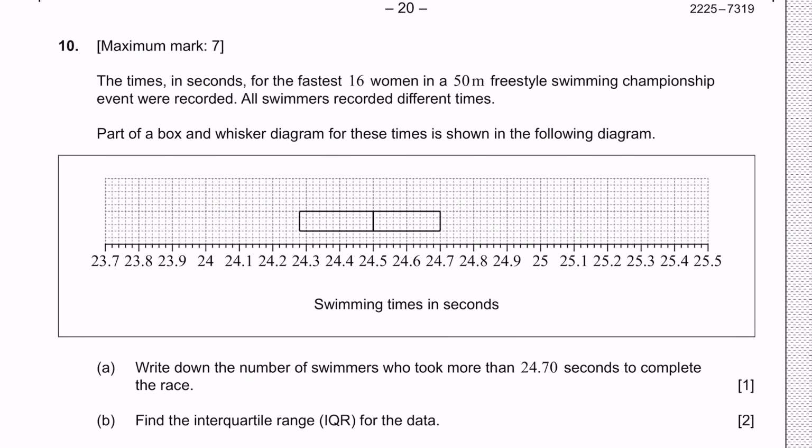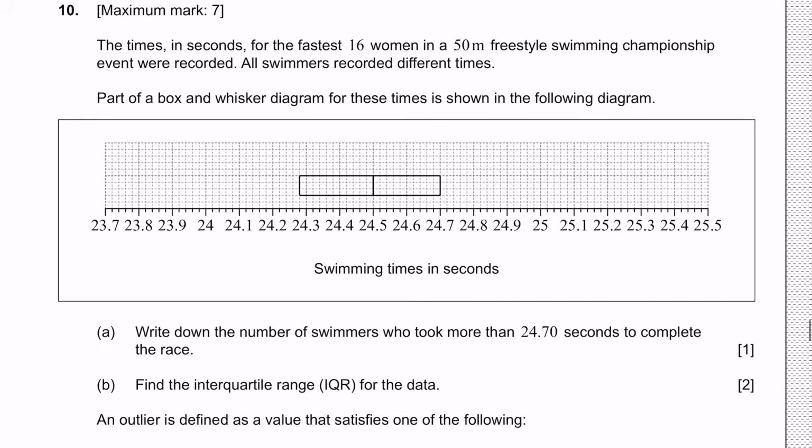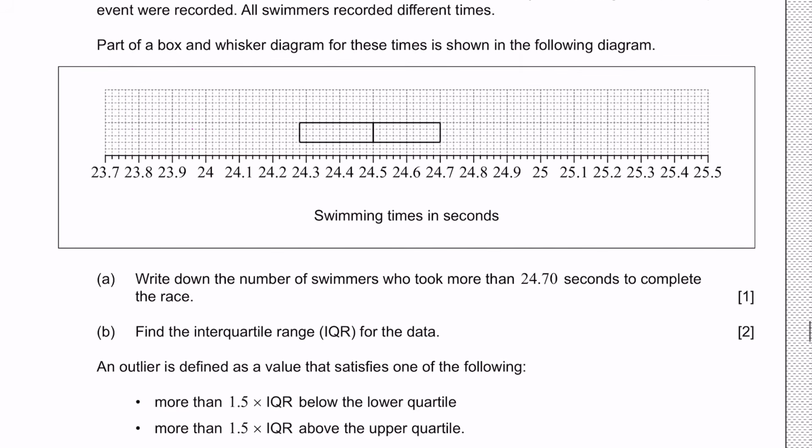Question 10. The times in seconds for the fastest 16 women in a 50-meter freestyle swimming championship event were recorded. All swimmers recorded different times. Part of a box and whisker diagram for these times is shown in the following diagram. So here we have the swimming times in seconds, and it looks like they give us Q1, the median, or Q2, and Q3. We don't know the max or the min. Part A, write down the number of swimmers who took more than 24.70 seconds to complete the race. So this is a 1-mark question, we just need the answer.